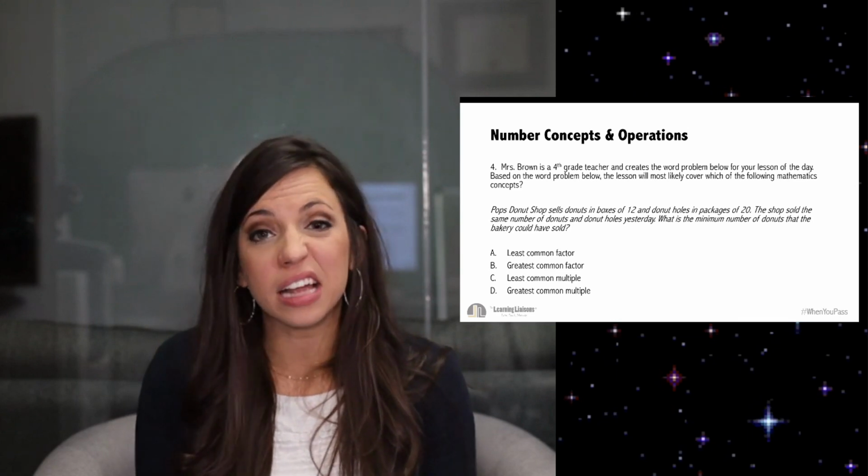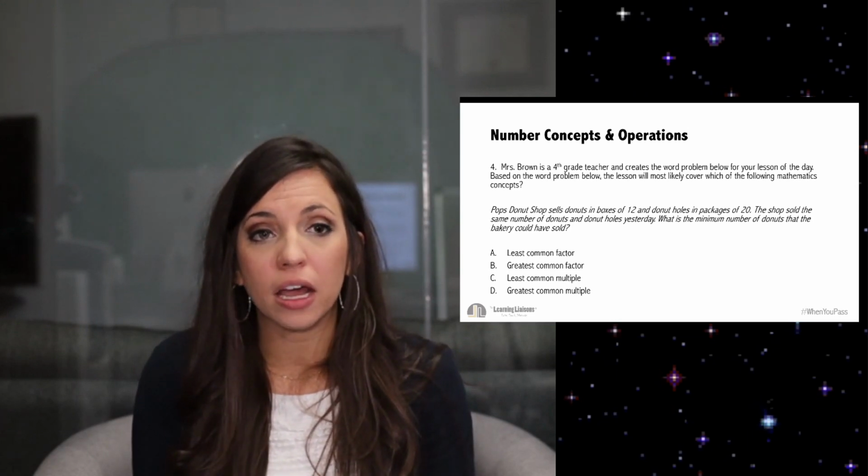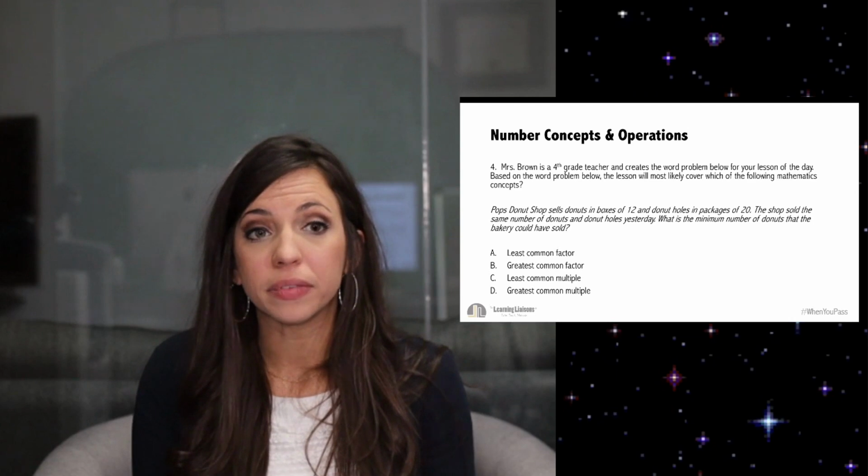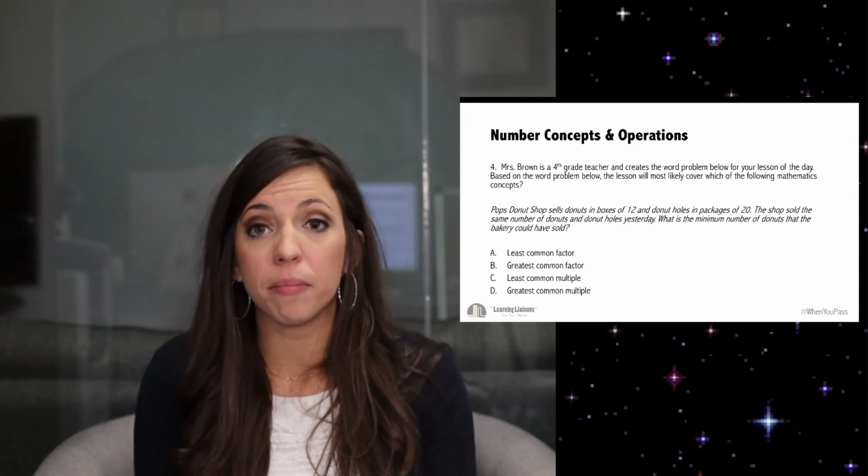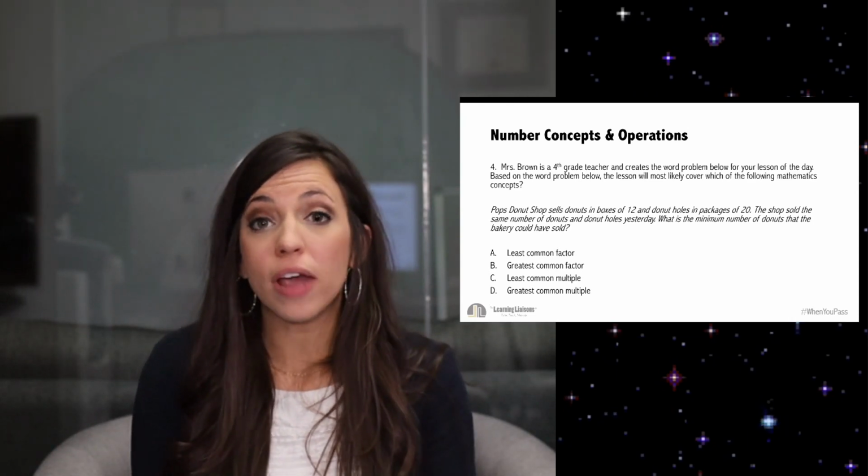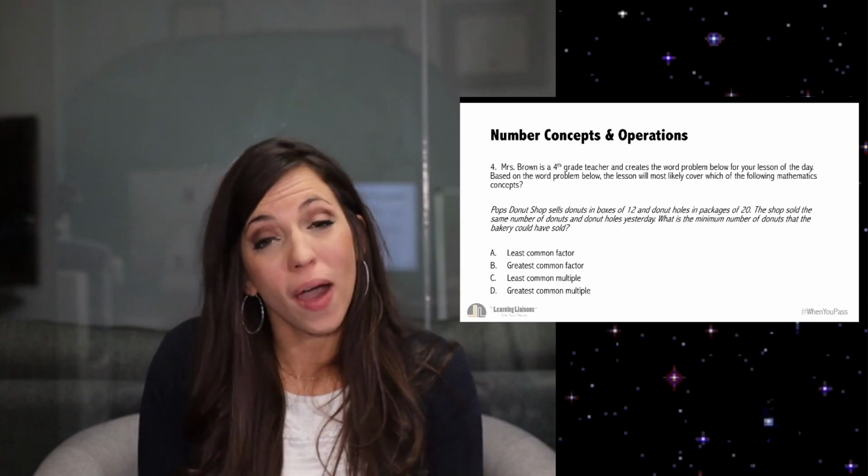A, least common factor. B, greatest common factor. C, least common multiple. D, greatest common multiple. Go ahead and try it.